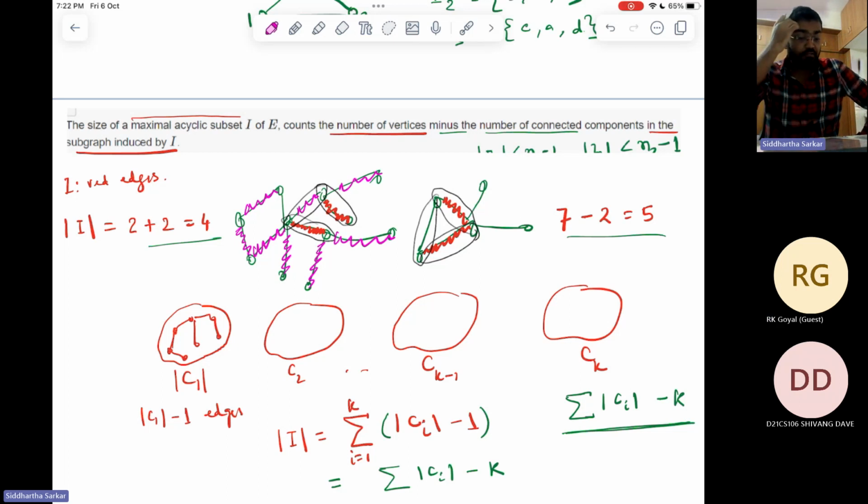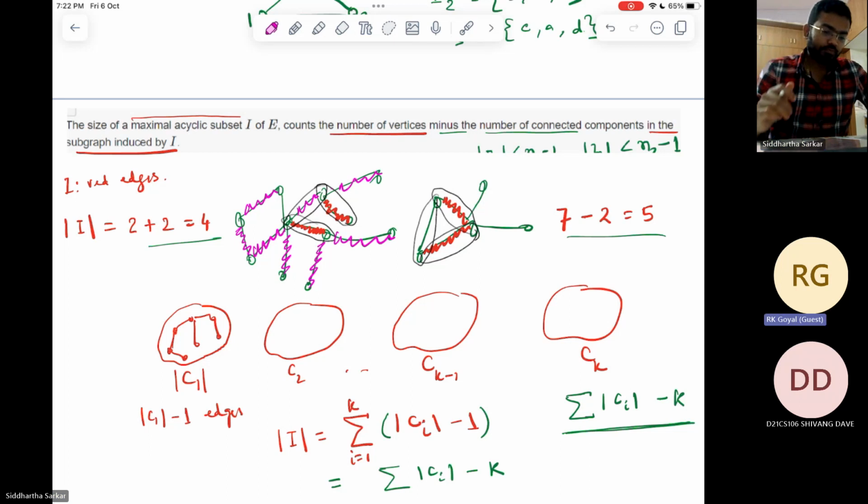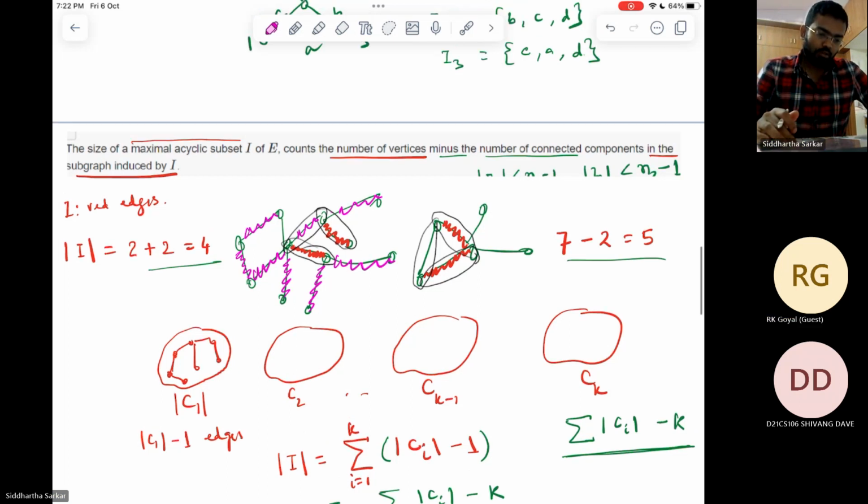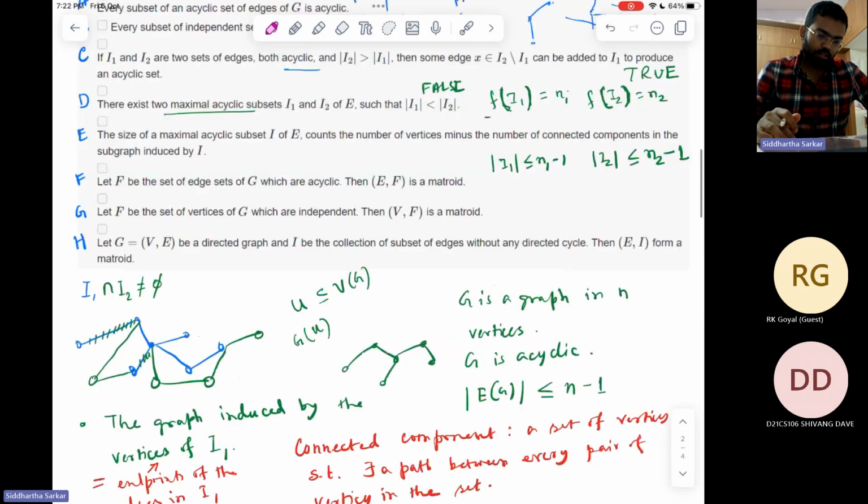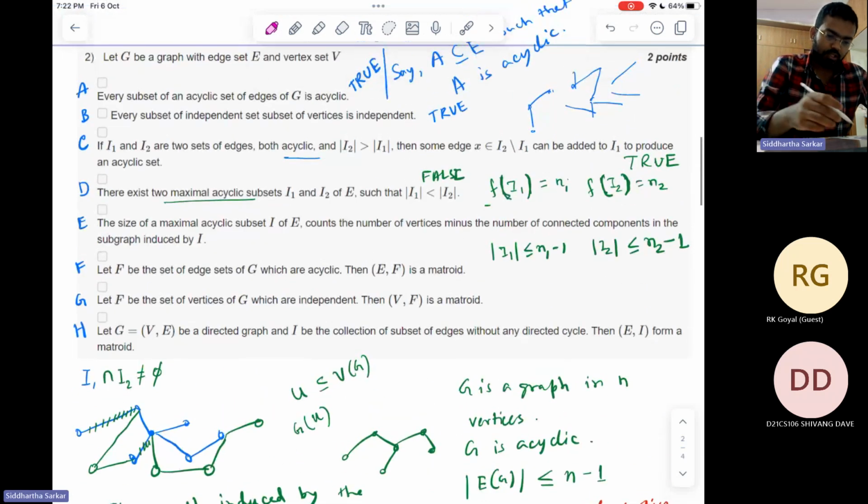So we have realized that if the acyclic subset we are taking is not maximal, then this statement may not be true. Let's go to the next one. So we'll mark this as true.